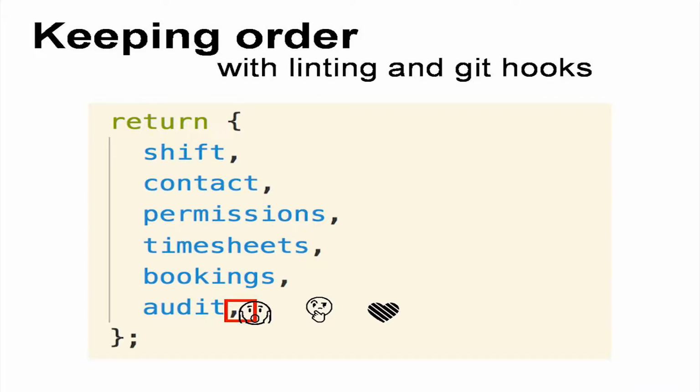So we've got a lot of people writing a lot of ES6 across a lot of different services. How do we try to keep some sort of order and consistency between the dozens of services that we have? So, who is appalled by that comma at the bottom there?